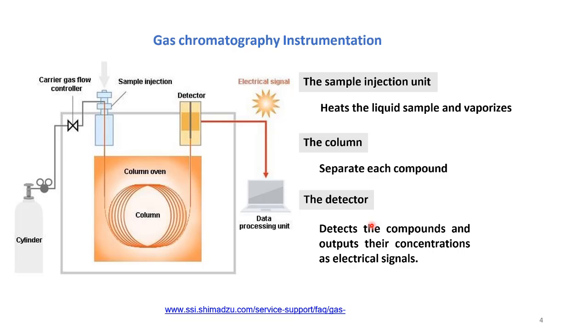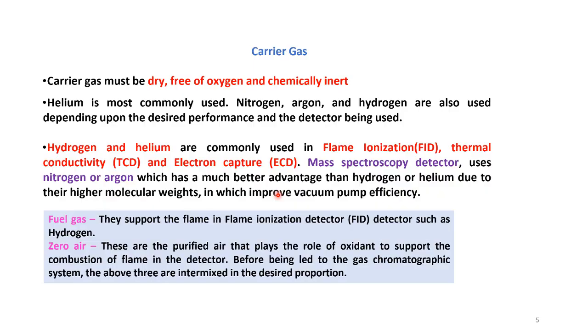So the instrumentation is as follows. The sample injection unit has a heater which heats the liquid sample and vaporizes it. This is the sample injection technique. Then there is a column oven, which is heated, and the column separates the compounds. Then it goes to the detector which detects the compounds, and it gives the signal on the PC.